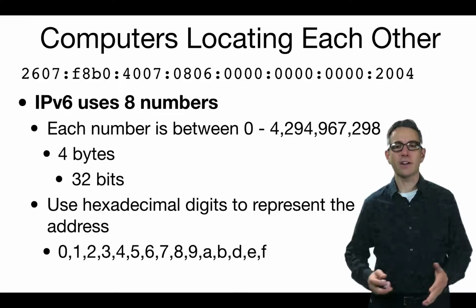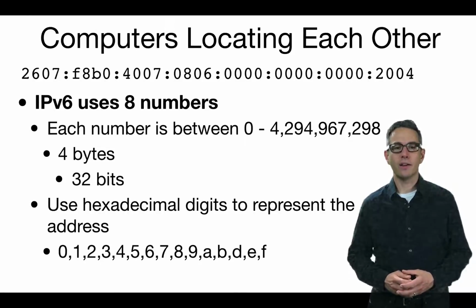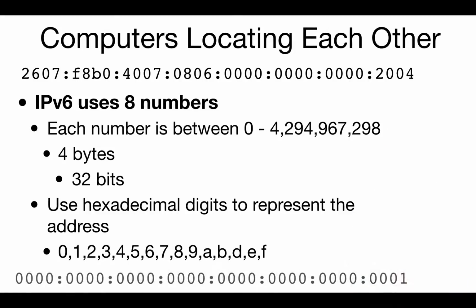2607:F8B0:4007, etc., down to the 2004. That's a complete IPv6 address, and then down at the bottom you can see what an IPv6 address for localhost looks like. It's all zeros with a 0001 at the end. There are certain rules for how you can compress these addresses so that you don't have to list all of the numbers out, especially if there are zeros in the way.